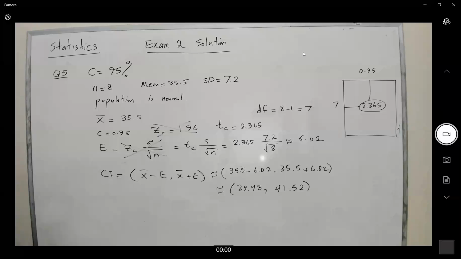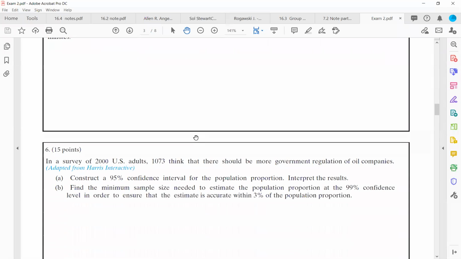Let's take a look at question 6. Question 6 says, you had a survey of 2,000 adults and 1,073 of them think that there should be more government regulation of oil company. Construct a 95% confidence interval for population proportion, and the second one says find the minimum sample size needed to estimate the population proportion if your confidence level is 99% and the margin of error is 3%. So let us write down this information on the board.